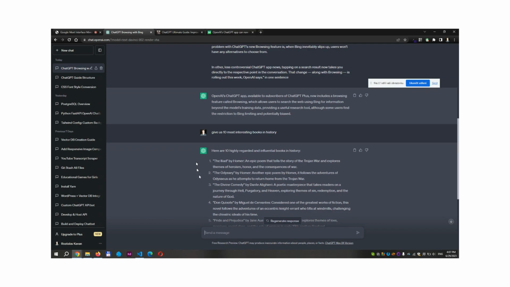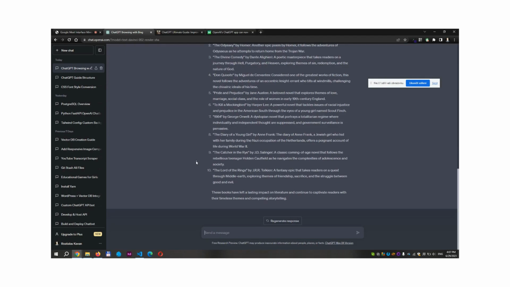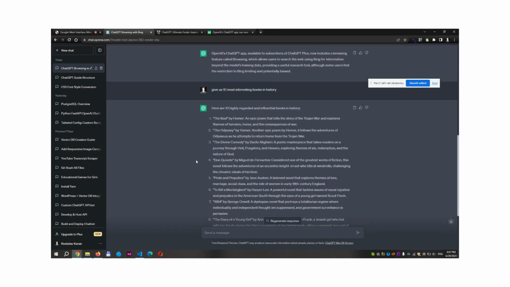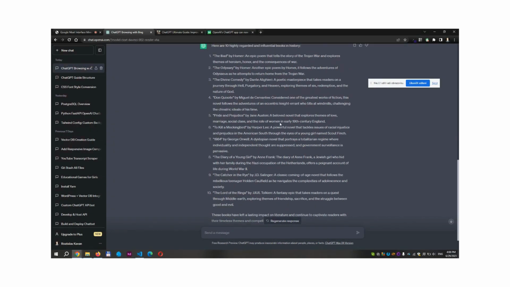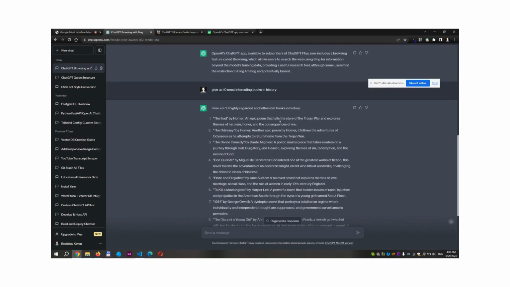Okay. So actually, the thing is that first of all, we see that it generated 10 interesting books in history, or very well-known books, at least to Western culture. Actually, it started with some old ones, then it went to more modern times. Anyway, it did what I asked, but maybe all of us might have different ideas on what are actually the most interesting books in history.